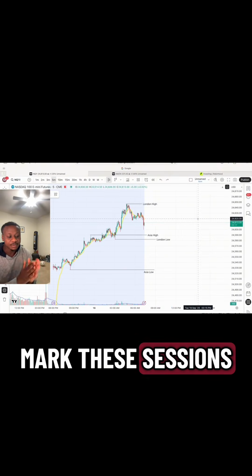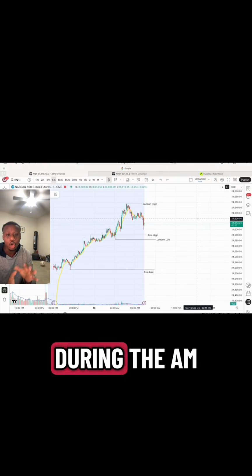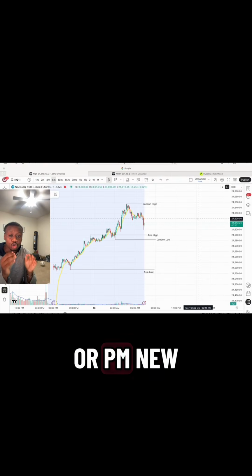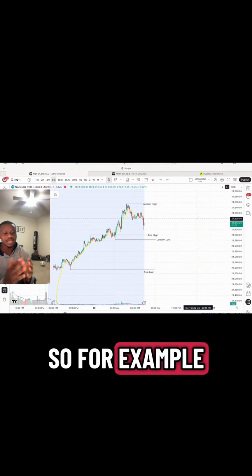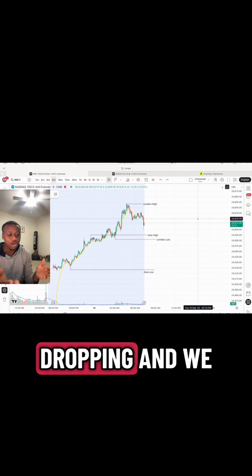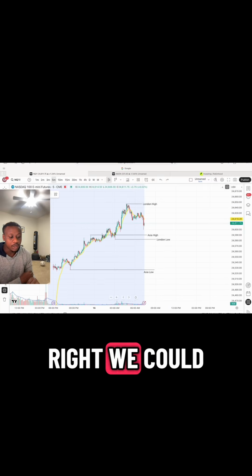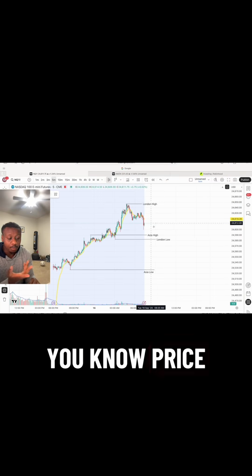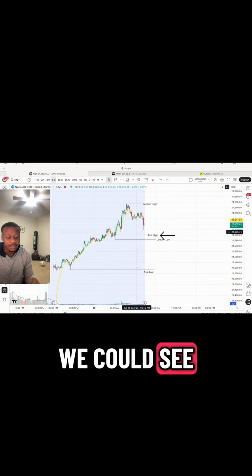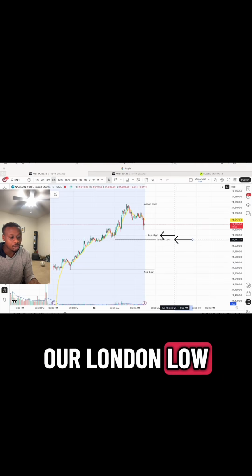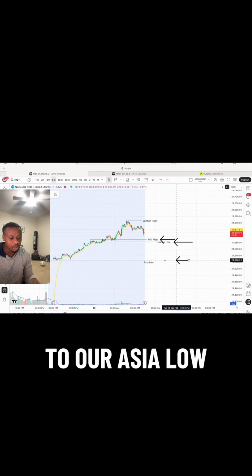Well, we mark these sessions because these are areas that price is more than likely going to visit during the AM or PM New York trading session, right, as areas of liquidity. So for example, if NQ were to keep dropping and we weren't able to revisit our London high, we could see our price drop to our Asia high, which is right over here, right? We could see price drop to our London low, right? Or we could see price continue to drop to our Asia low, right?